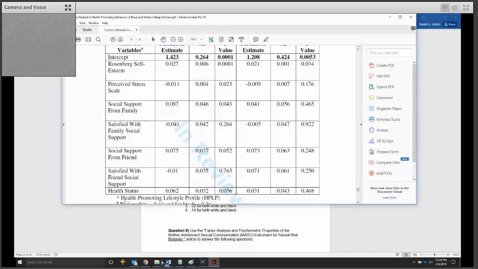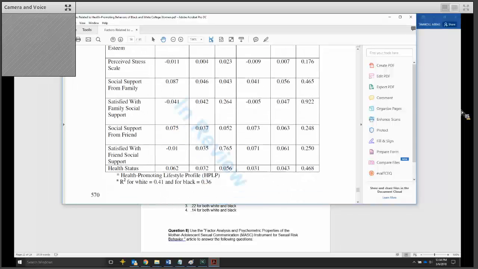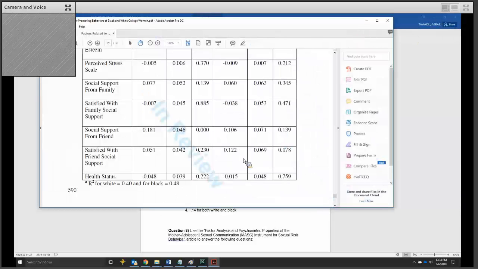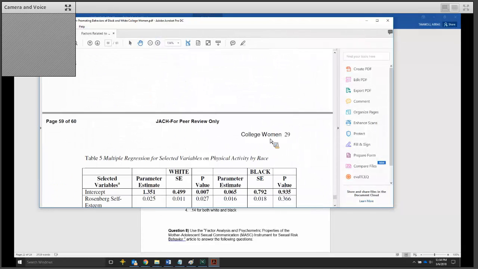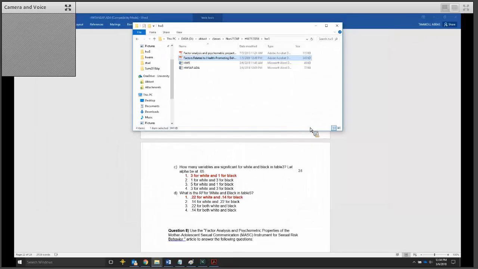So we said table 3. If you look at table 3, this is our table 3. For white, we have Rosenberg significant, and we have perceived stress and social support less than 0.05. Social support is close, at 0.052 and 0.056. Health status is close too. And for black, if you look, Rosenberg self-esteem is the only one less than 0.05. So the correct answer is 3.